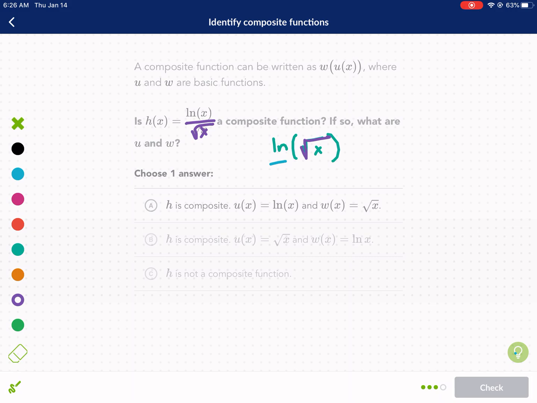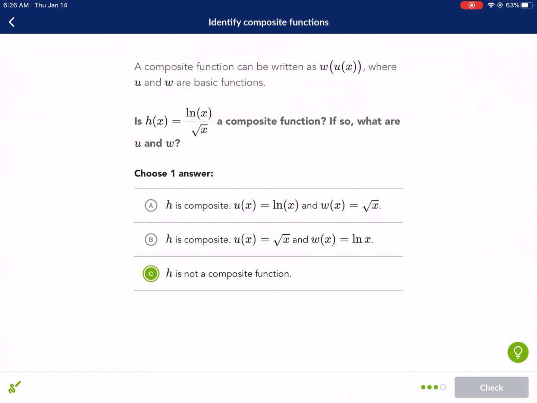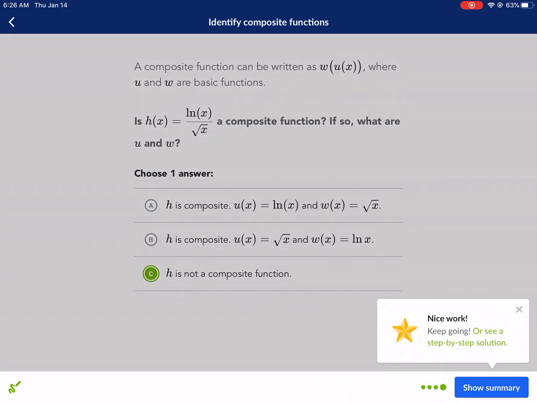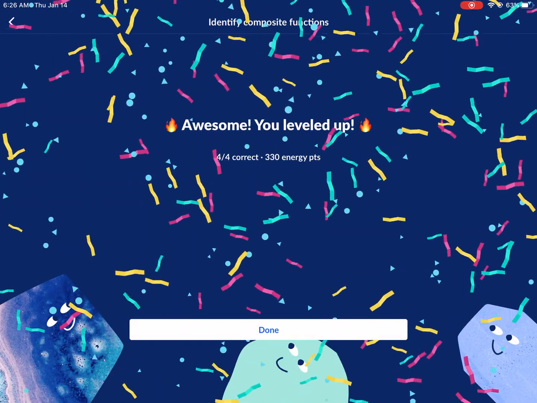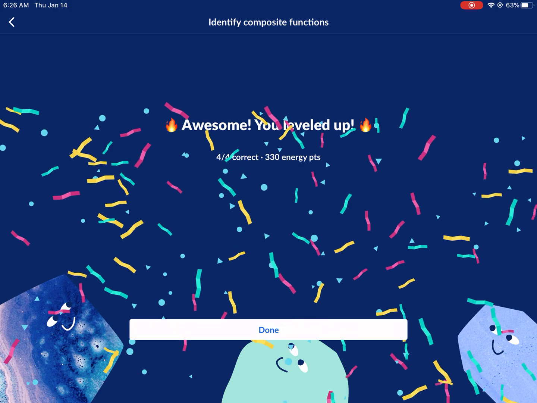So I'm kind of disappointed with these examples because we didn't have a lot of composite functions. But that's the story. You want to look for ones that have those two parentheses, and those will be your composite functions. But hopefully you learned something about composite functions.